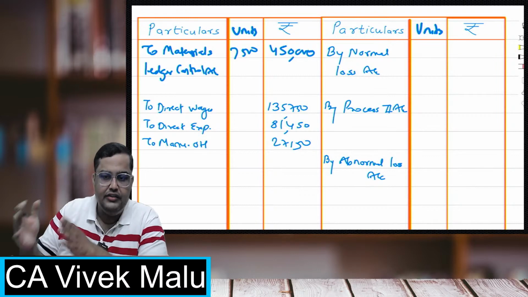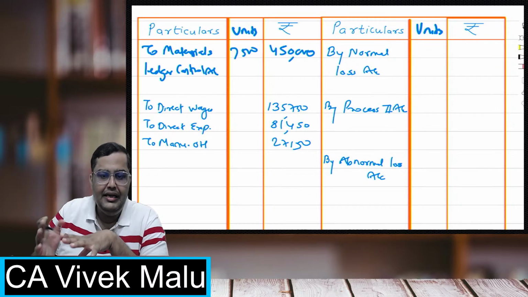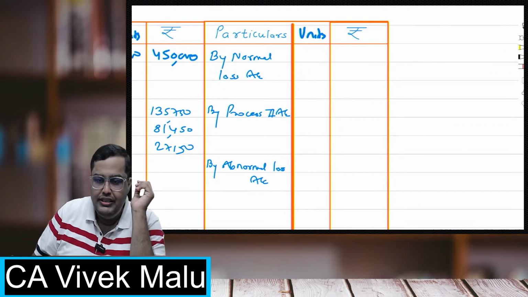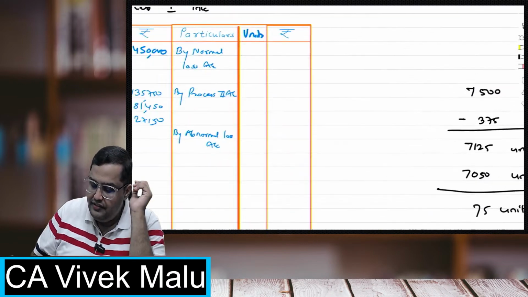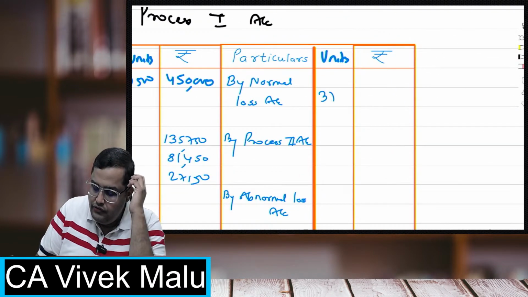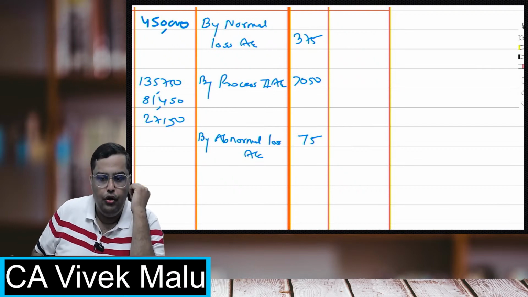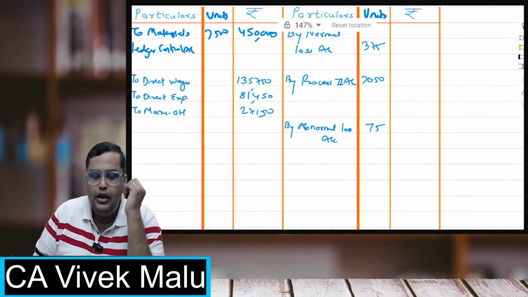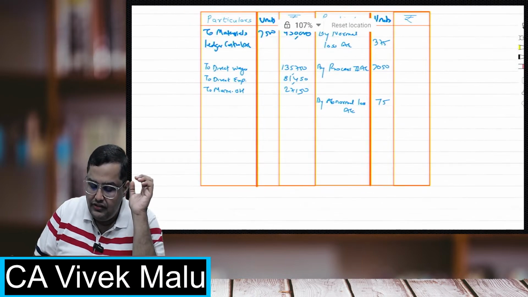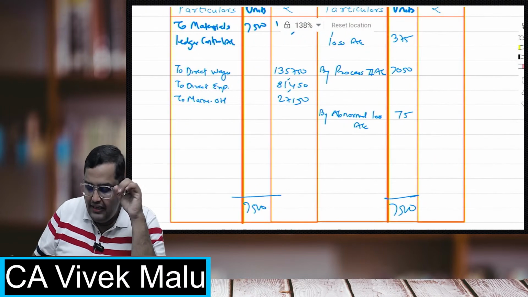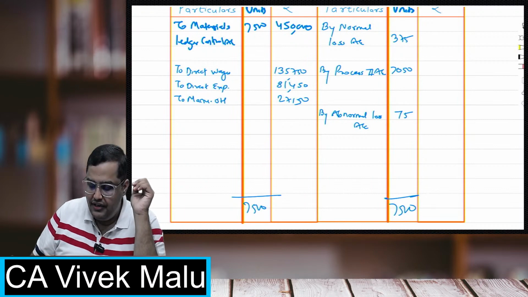This is because there's a loss, that's why it has been written on the credit side. If it would have been a gain, I would have written it on the debit side. So by normal loss, see how much quantity was there in the normal loss. So 375 units was the expected normal loss. In the process 2, I have transferred 7050 units and 75 units were for the abnormal loss. So this is the loss, this is the quantity analysis. Now you can see my quantities will tally on both sides, 7500, 7500. They will tally on both the sides. My quantities which are there, 7500 on the debit and 7500 on the credit.